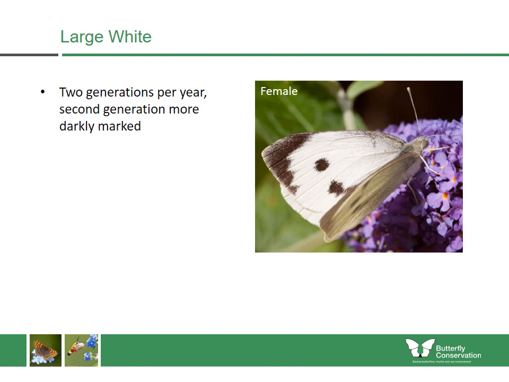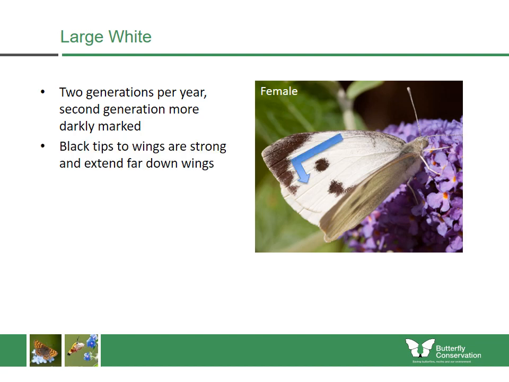Coming on to the large white then, this also has 2 generations per year, but we also get many migrants coming in from southern parts too. The second generation is also more darkly marked, and this is a female in the photograph here. And if you look at the black tips to the wings, you can see that they actually extend in both directions along the wing edge, both towards the butterfly's head and down the other edge of the wing. If you need help to remember this, you can remember that it looks like an L shape, so L for large helps you to separate it from the small white butterfly.